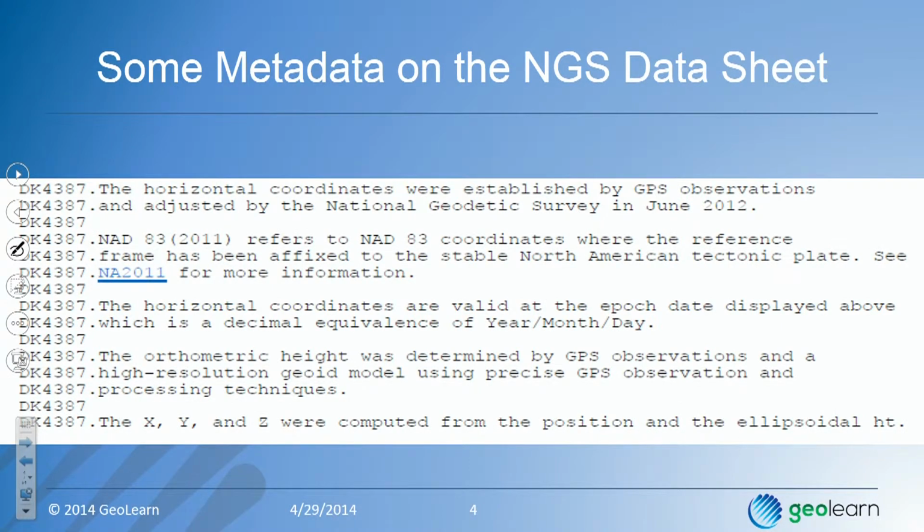Here's some metadata. The orthometric height was determined by GPS observations. Hey, that's good. That's what we want to learn about. And a high-resolution geoid model. Again, we'll talk about that in the second session. And it was using precise observations and processing techniques.